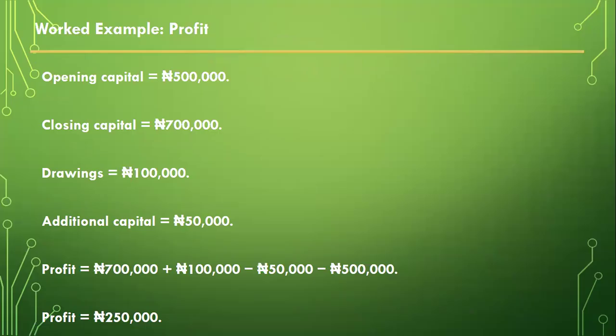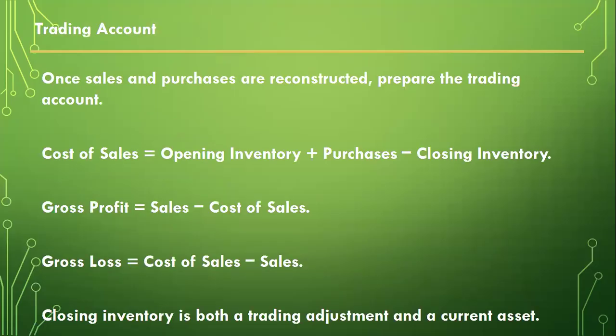In this scenario, you have your opening capital to be 500, your closing capital to be 700, your drawings 100,000, additional capital 50,000. So how do you ascertain your profits? The profit is the sum of 250,000 naira.